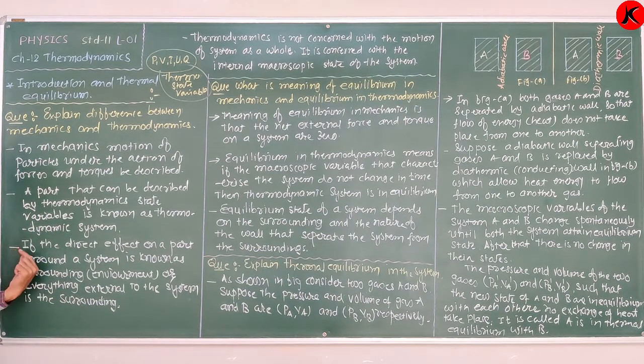And also, what is the surrounding? The part around a system that has a direct effect on it is known as the surrounding or the environment. Everything external to the system is known as the surrounding of the system.